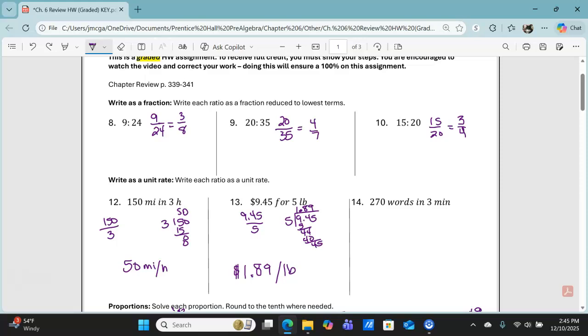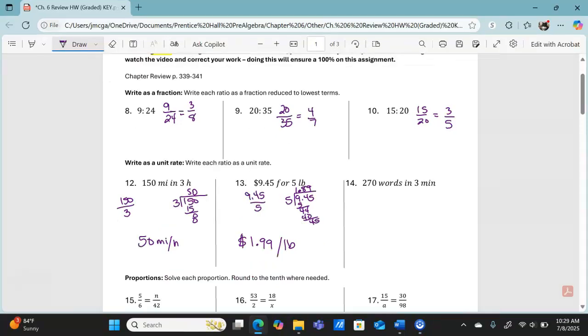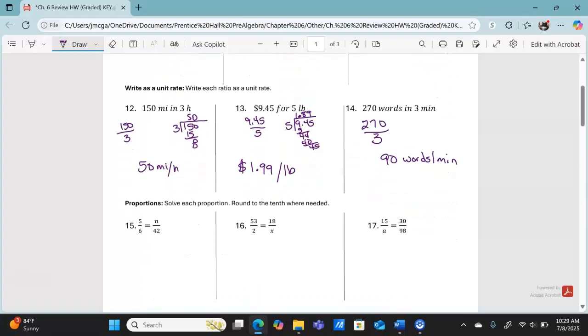So $1.89 per pound. Here we had the miles before the slash, but here the dollar sign is out in front of the number. So 270 divided by 3 would be 90. 27 divided by 3 is 9, and it's 270. So 90 words per minute is our unit rate there. So write a fraction and then reduce your fraction or do the division to end up with a whole number.